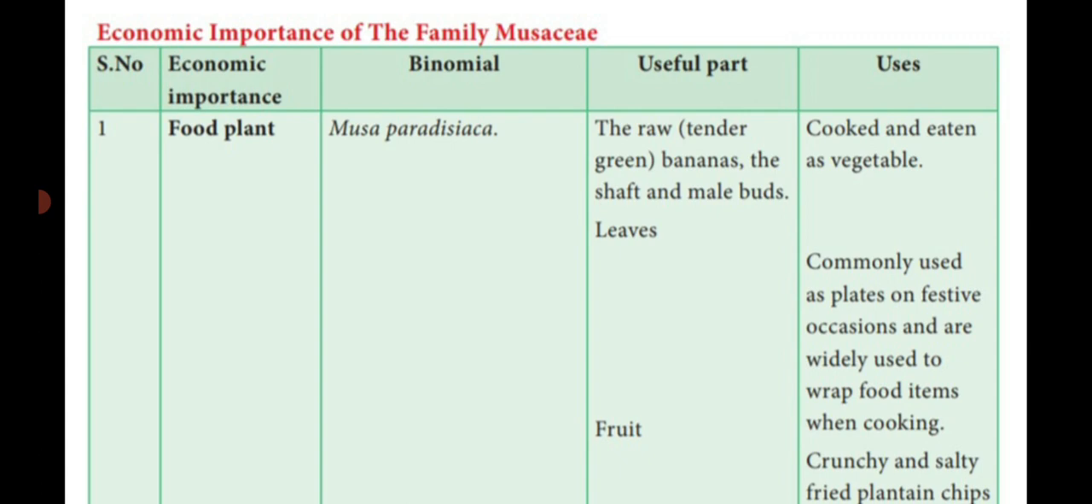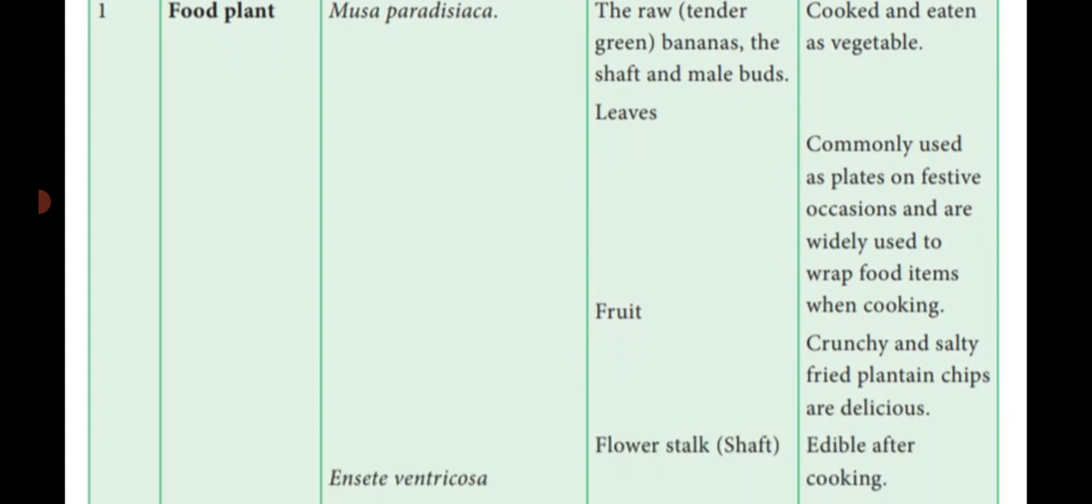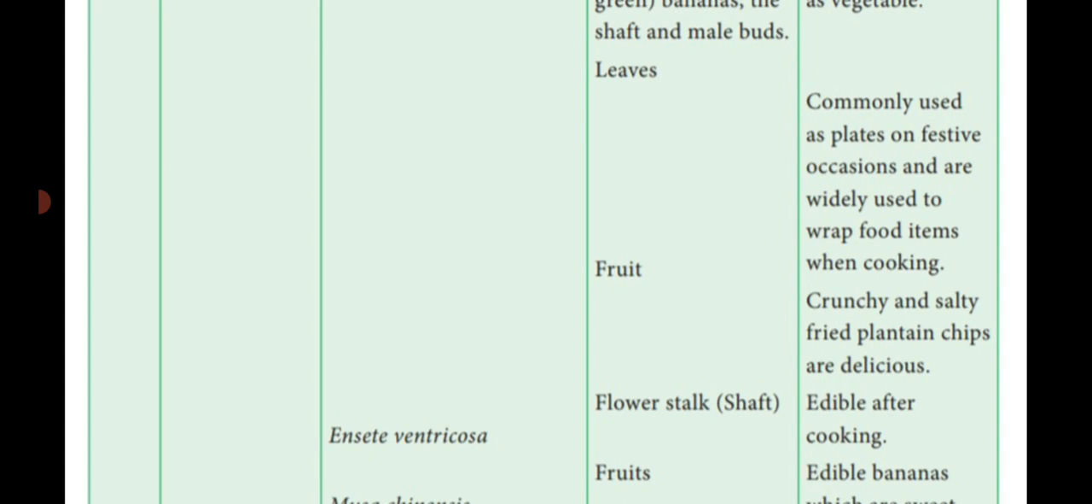The raw, that means tender green banana. The shaft, banana stem. And male buds and leaves are used as useful parts. Uses: the tender bananas are cooked and eaten as vegetable. Leaves, see the paragraph, commonly used as plates on festival occasions and are widely used to wrap food items. We use it to wrap a hot item, isn't it? Wrap food items.